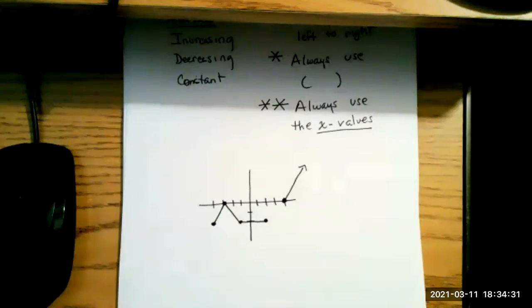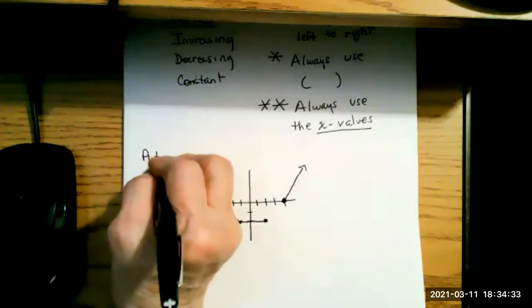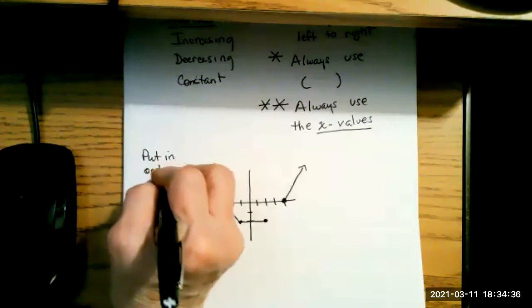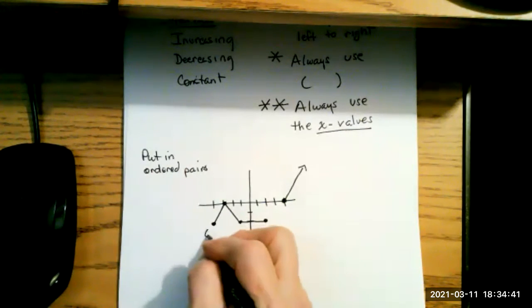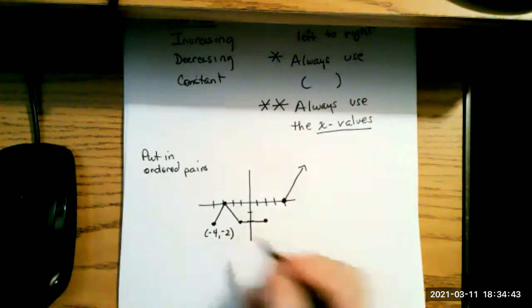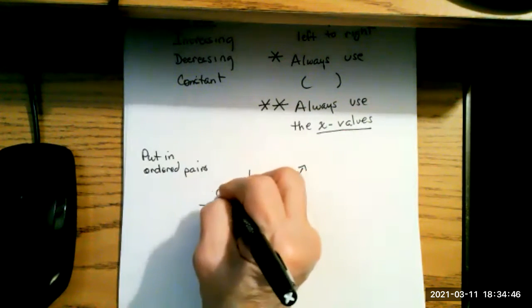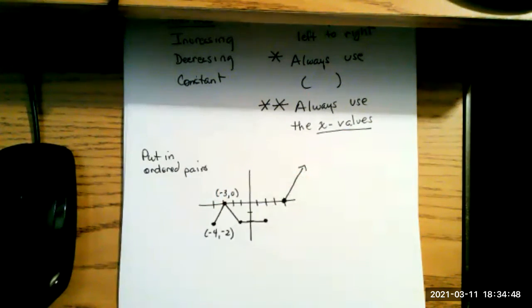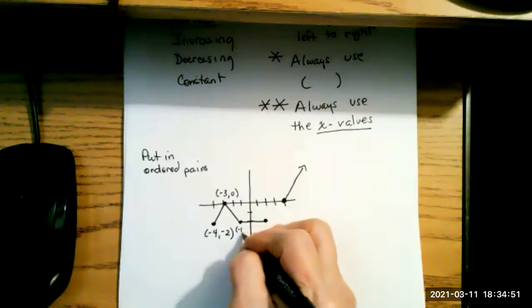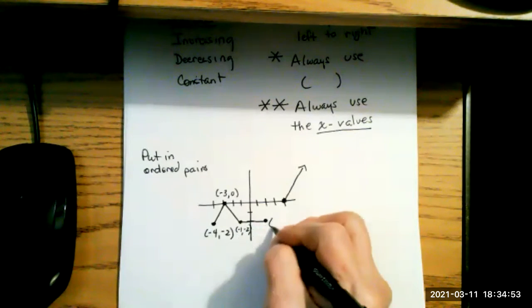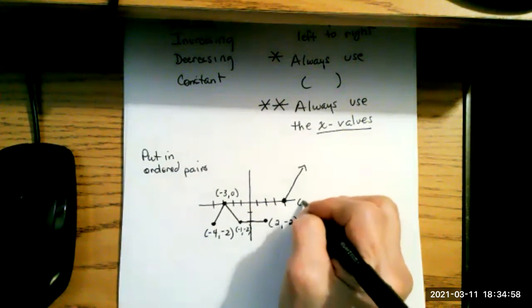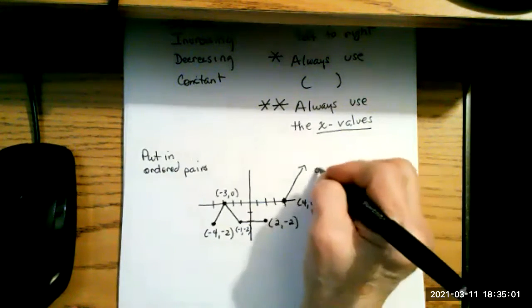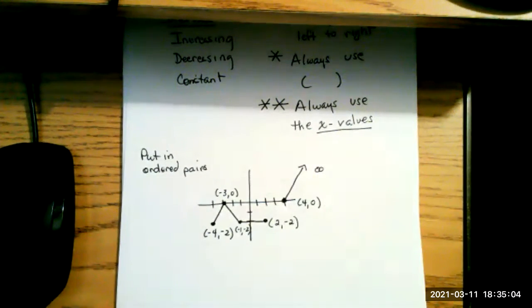Now let's see what we need to do. First of all, you need to put in the ordered pairs. So this one is -4, -2. This one is -3, 0. This one is -1, -2. This one is 2, -2. This one is 4, 0. And this way is positive infinity up and also positive infinity to the right.